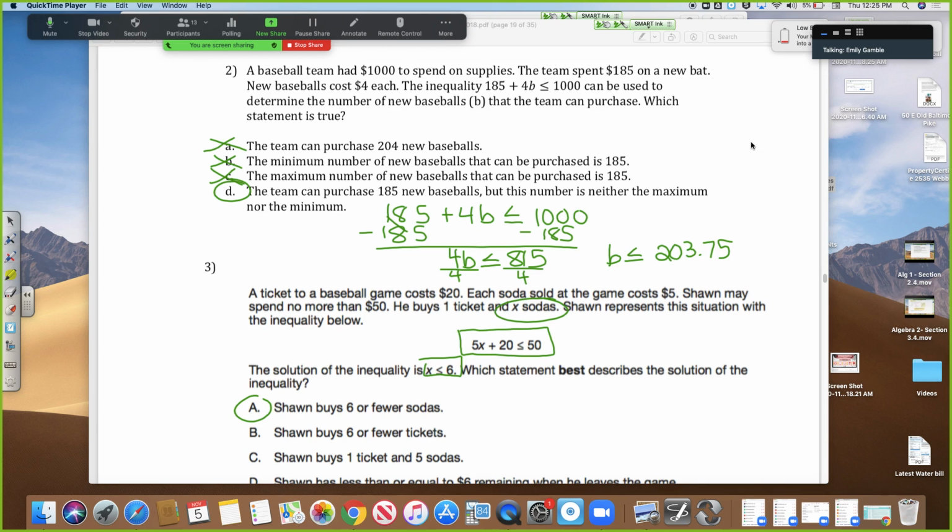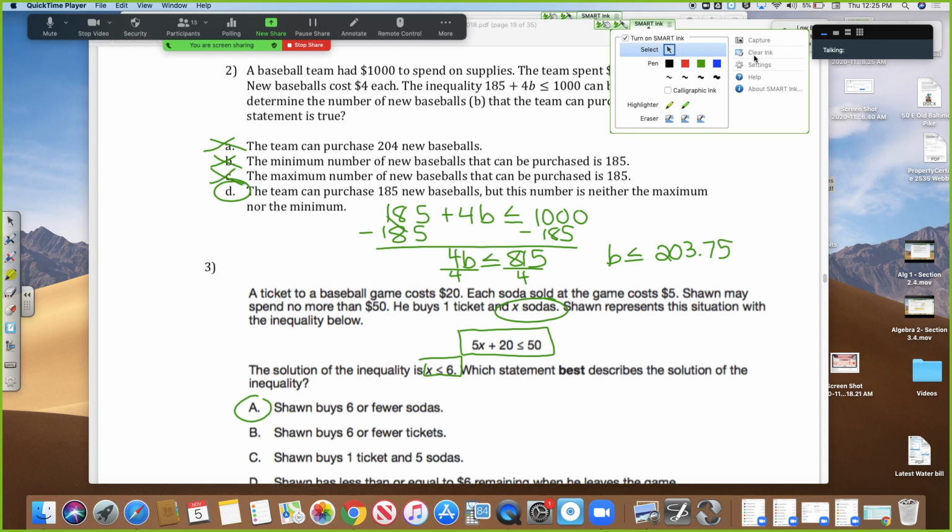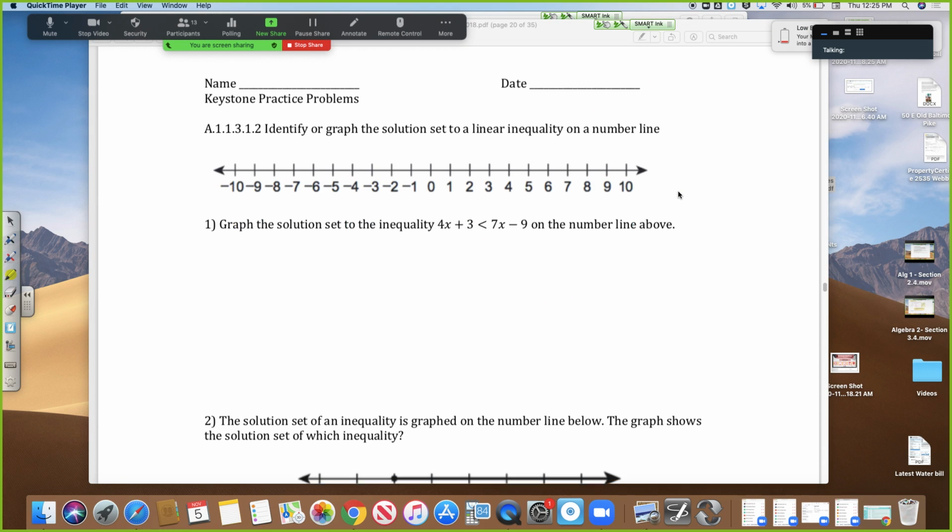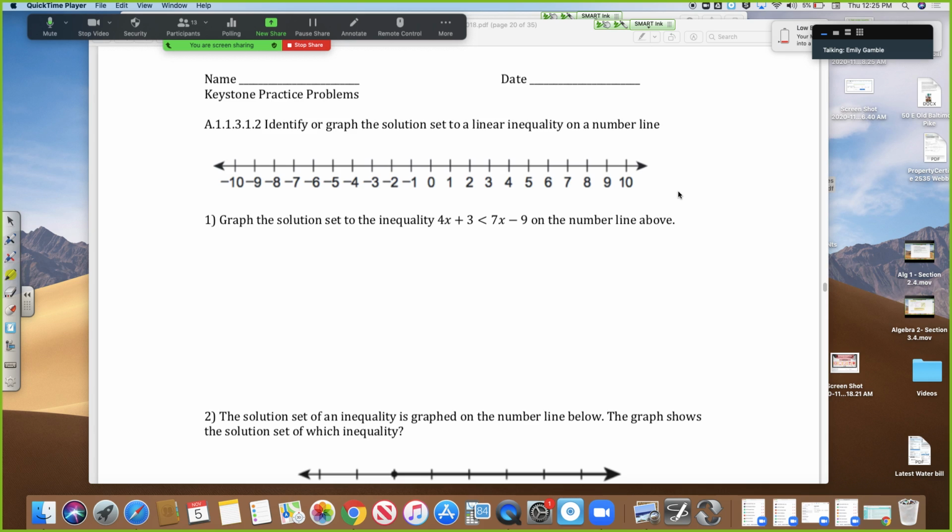Perfect. Flip us over to the other side. All right, it says graph the solution set to the inequality on the number line above. So the inequality says 4x plus 3 is less than 7x minus 9. You have two options. I would prefer to move the 4x so that I would just have a positive number of x's, so I'm going to subtract 4x from both sides. When I do that, those cancel out. I'm left with 3 is less than 7x minus 4x is 3x, and then the minus 9.